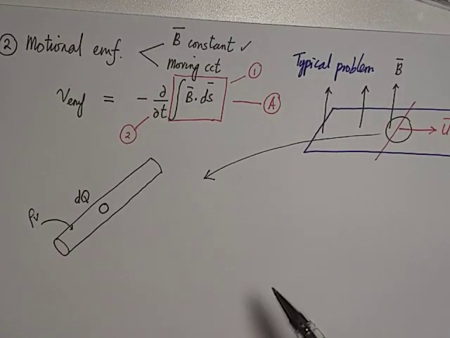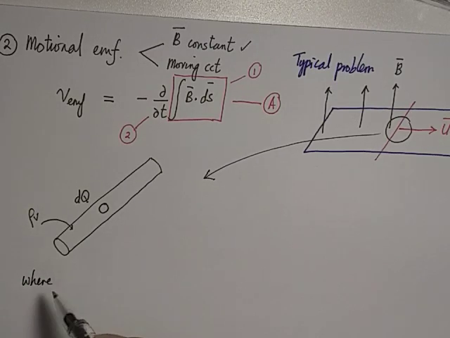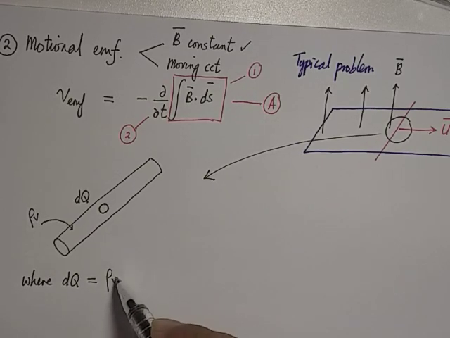So, and then we can say now where dq is going to be equal to what here? Good, rho v dv, based on the volume charge model. So now we ask ourselves what happened to this sample.